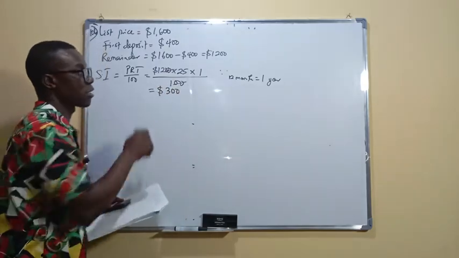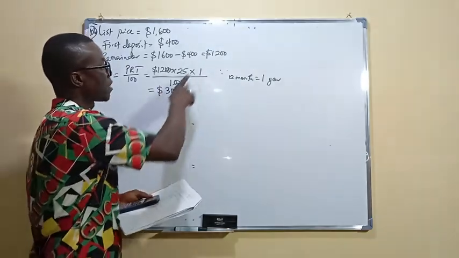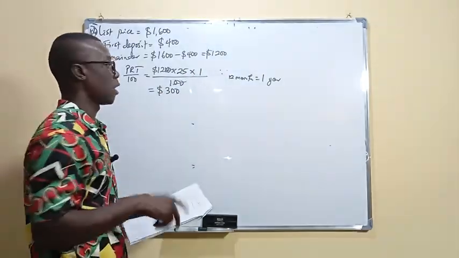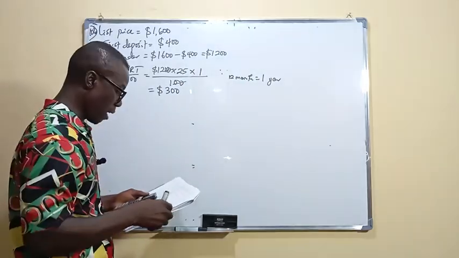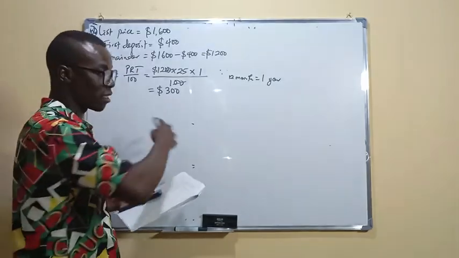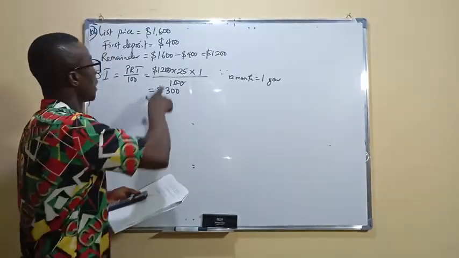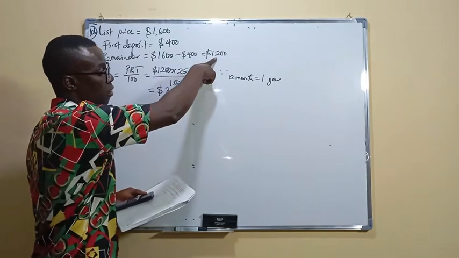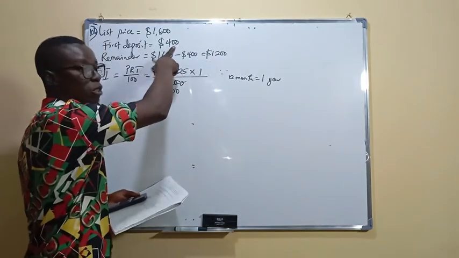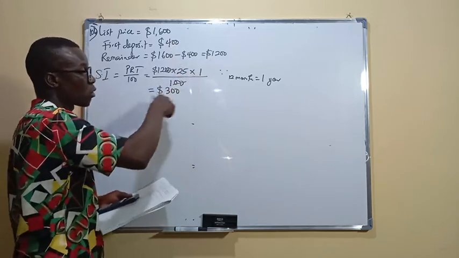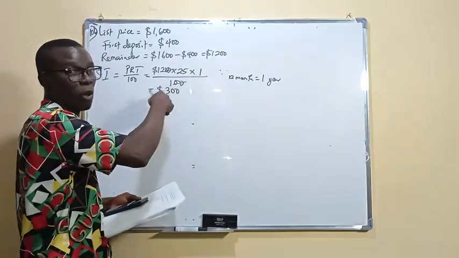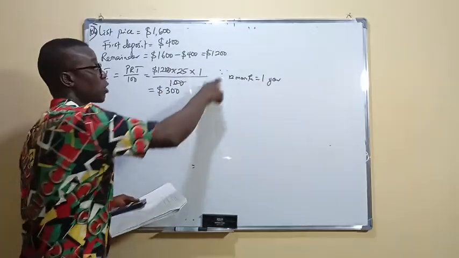Now, this is the interest. This is the interest that this amount will accrue. So what is the amount that the person is going to pay at the end? That is after the total. Now listen, this is the amount remaining when you make the first deposit of $400. Now this grows or generates an interest of $300, which is supposed to be added here.